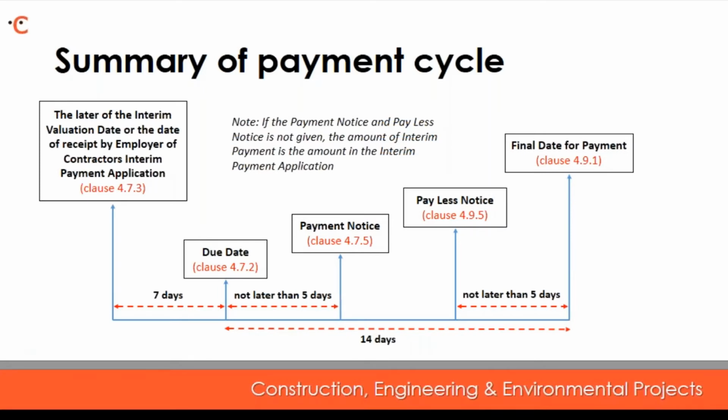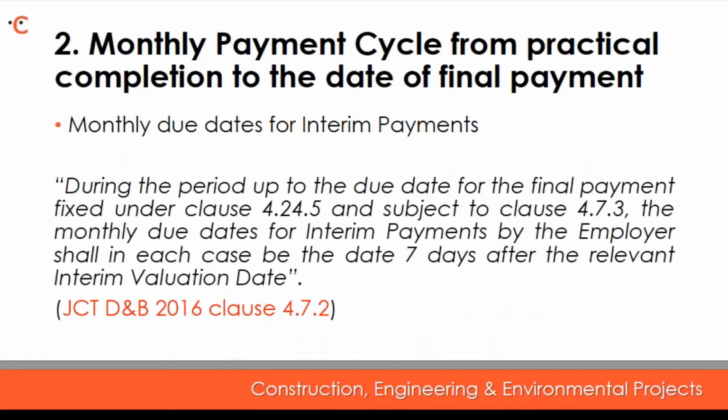On the slides, I've included a summary of the payment cycle in the form of a diagram, which effectively summarizes the payment cycle. So the next change to payment is the monthly payment cycle. Previously, interim payment dates would continue up until practical completion, or the specified date within 1 month thereafter, continuing after practical completion at intervals of 2 months.